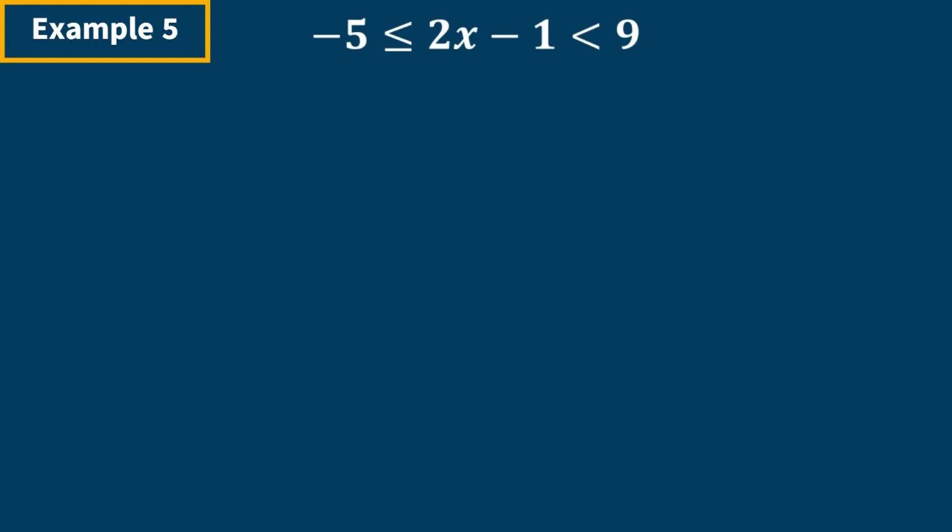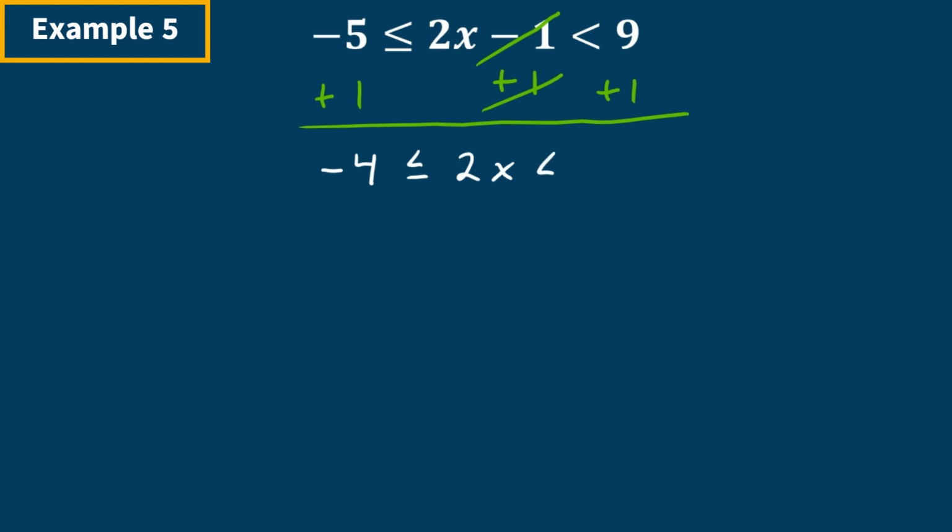We see here that it's 2x minus 1, so we want to move this 1 out of the middle. To do that, we still do the opposite, which is add 1. But now we have to add 1 to both sides. So we have to add 1 over here on the other side of the inequality, and over here on the left side of the inequality. Just like that. So these ones here are going to cancel. And now from left to right, we have negative 5 plus 1 is negative 4, is less than or equal to 2x, which is less than 9 plus 1, which is 10.